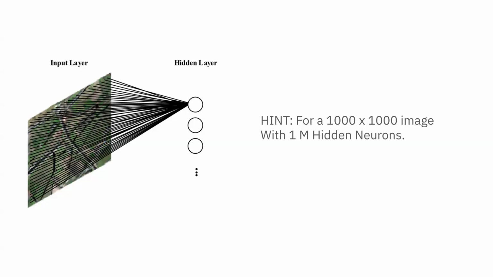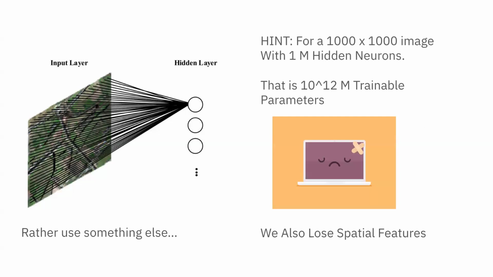If it's a 1000 by 1000 image with 1 million hidden neurons in your first layer, you'll literally have 10 to the power of 12 trainable parameters. That's quite insane, bigger than most of our LLM models. You'd need gigabytes, probably terabytes, of GPU VRAM to train it, which is completely tough to do.